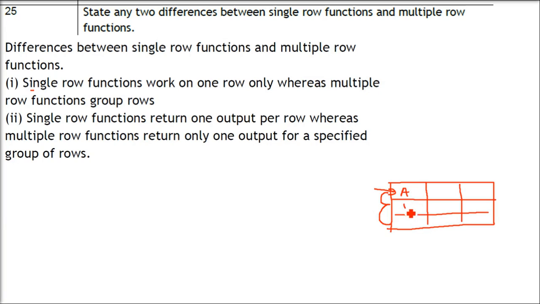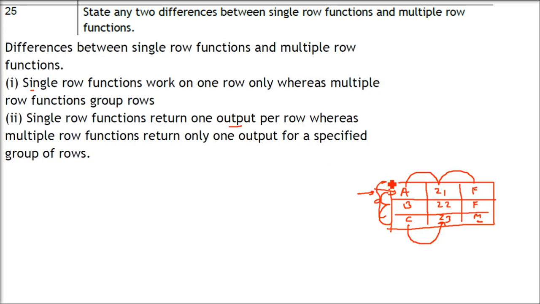For example, you have A, B, and C as the names. Say we have 21, 22, 23 as the ages. And then we have gender, say F, F, M: female, female, male. Now, this person A is 21 years old, she is a female. C is a male, 23 years of age. Single row functions work on only one row. Multiple row functions work on more than one row, that is, more than one record.